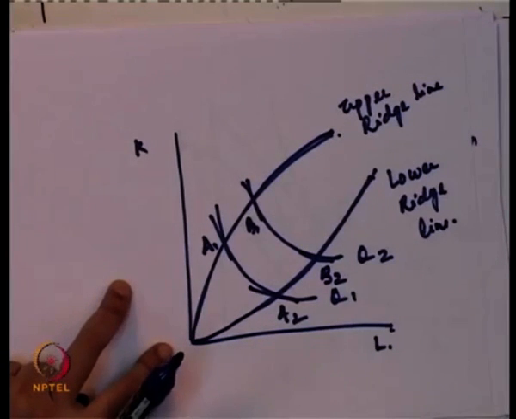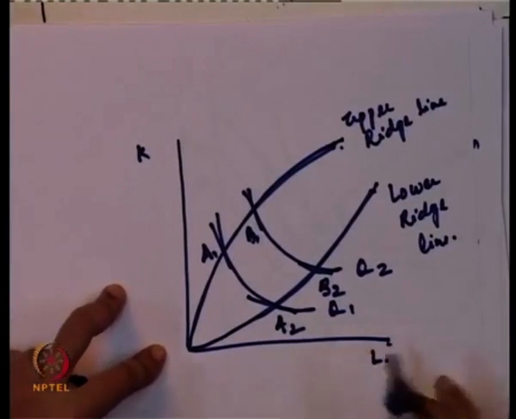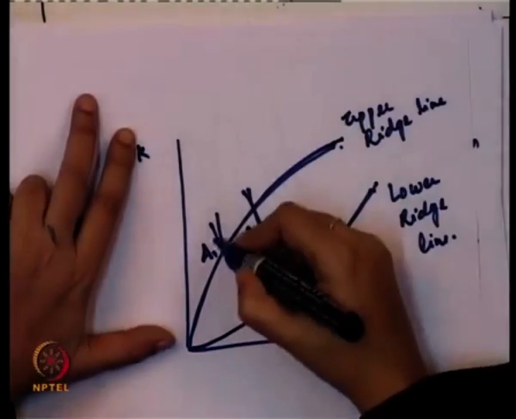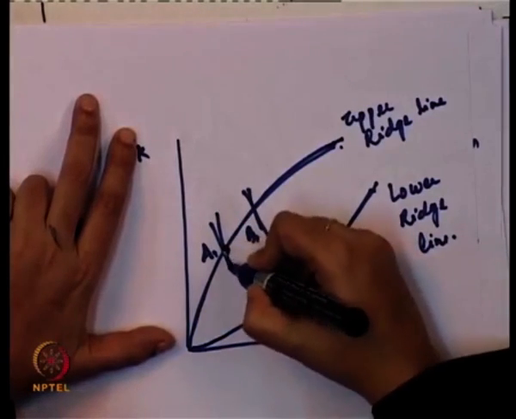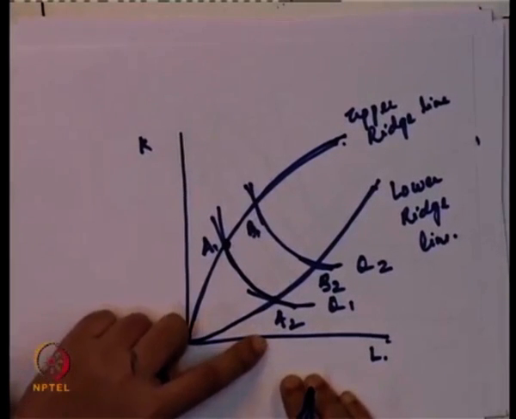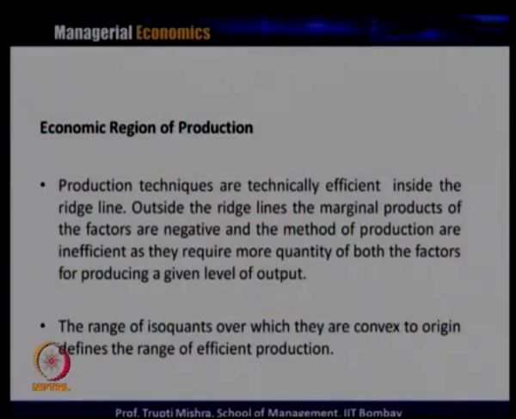In this case, the upper ridge line is where the marginal product of capital is 0, and the lower ridge line is where the marginal product of labor is 0. Within these ridge lines is the efficient range where one input can be substituted for the other input. So, production techniques are technically efficient if inputs are substituted for one another where the marginal product is not negative, that is, in the range where it is positive. Production techniques are technically efficient inside the ridge lines.